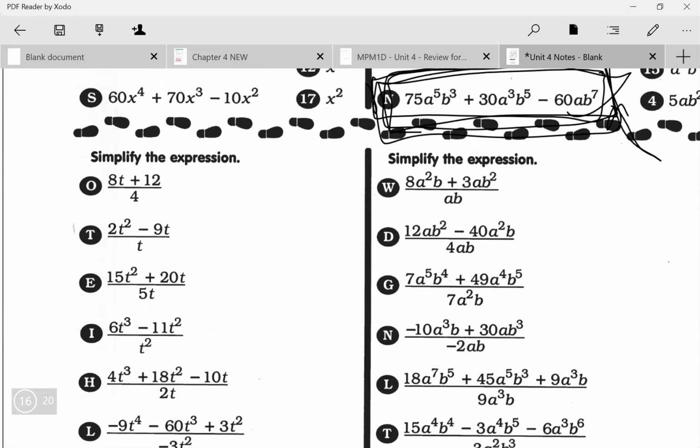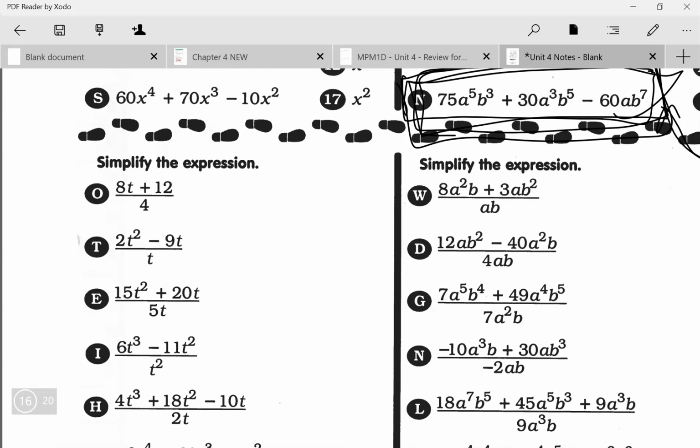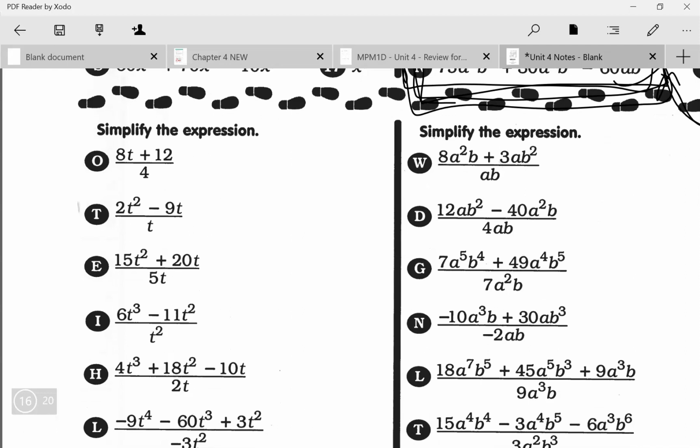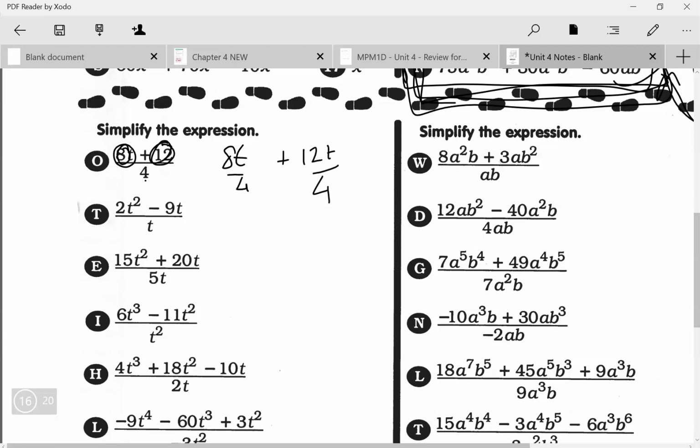So here we're talking about simplifying the expression. Now this is a curious example. Actually, it's not. Technically, I misunderstood this question. Again, here we are just going to divide each term in the numerator by the denominator. So 8t divided by 4 plus 12t divided by 4, which is 2t plus, whoops, there's no t here, plus 3 is my final answer. Okay, this is actually easy stuff.